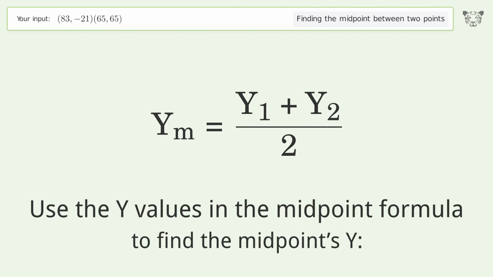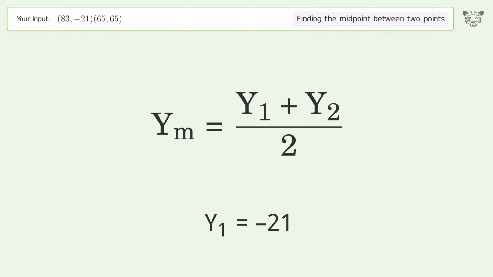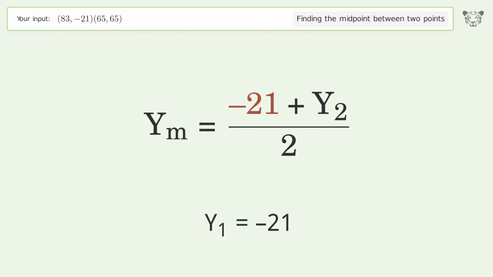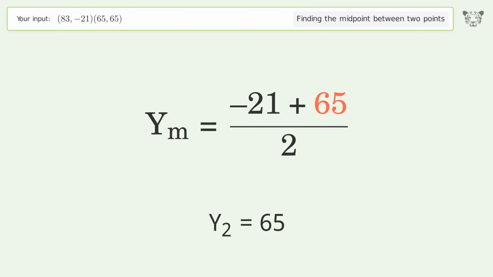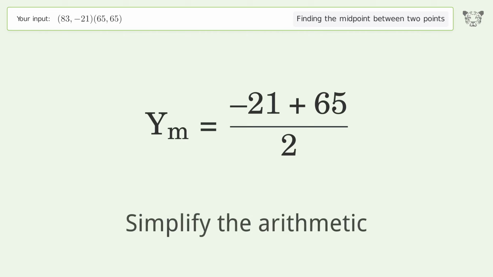Use the y values in the midpoint formula to find the midpoint's y. y1 equals negative 21. y2 equals 65. Simplify the arithmetic.